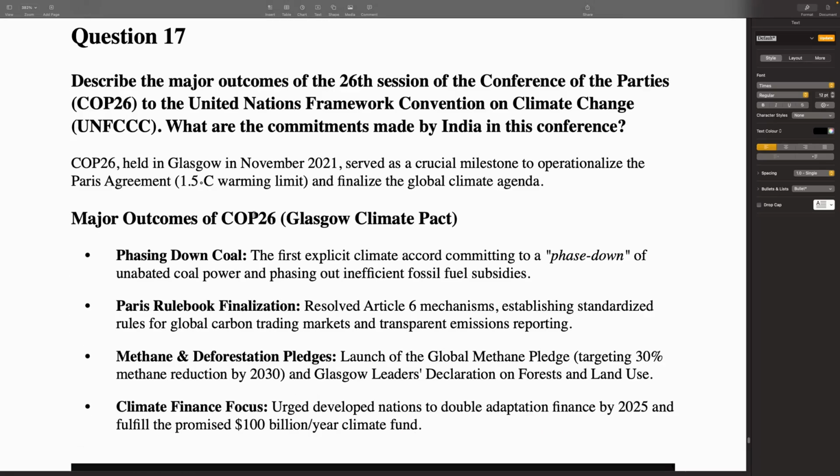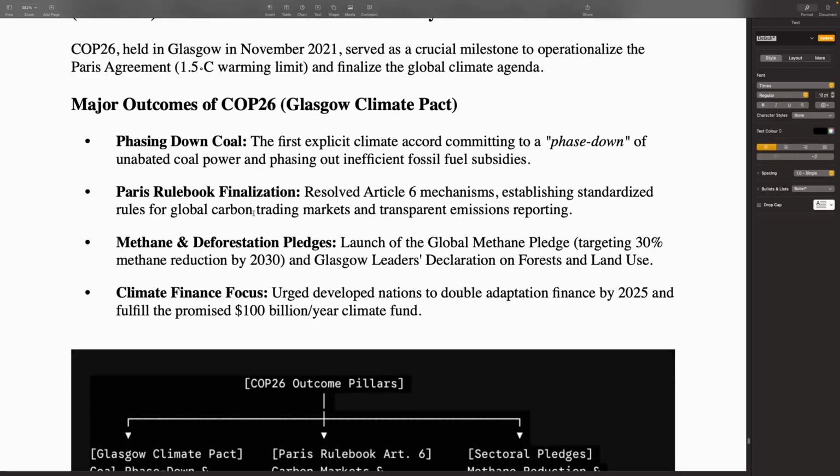Question 17. Describe the major outcomes of the 26th session of the Conference of the Parties to the United Nations Framework Convention on Climate Change. What are the commitments made by India in this conference? COP26 held in Glasgow in November 2021 served as a crucial milestone to operationalize the Paris Agreement 1.5 degree centigrade warming limit and finalize the global climate agenda. Major outcomes of COP26: Glasgow Climate Pact.